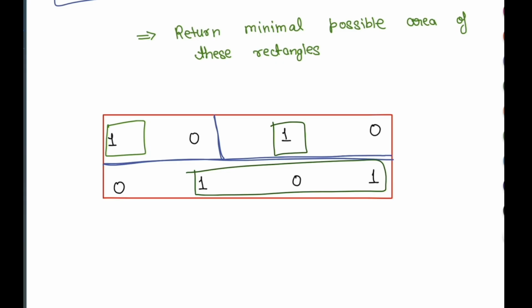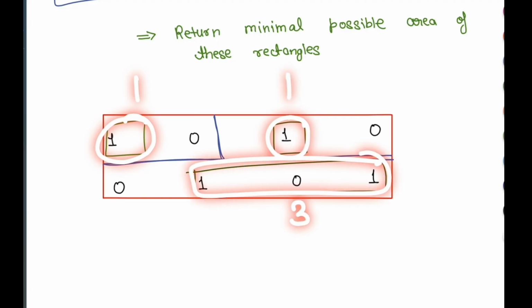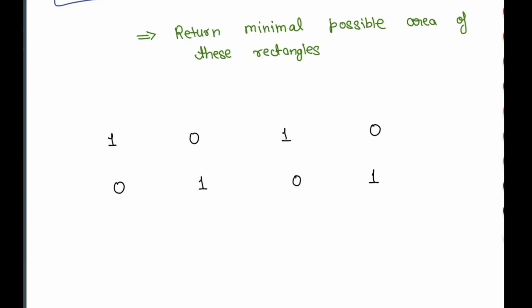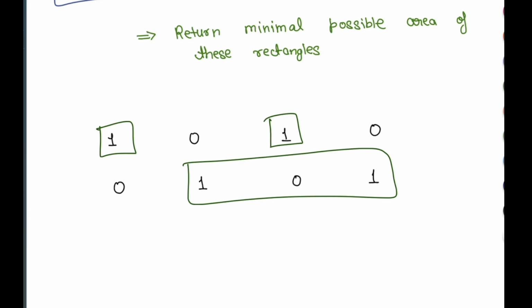Now, if I take the sum of these three rectangles which I got, you will see that the sum is reduced. The area of the first rectangle is 1, the second rectangle is 1, and the third rectangle has a width of 3, height of 1, so the area is 3 multiplied by 1, which is 3. So 3 plus 1 plus 1 is 5. I can have a minimal possible area of 5 for these three rectangles, which is going to cover all the ones. So now if I show you the original rectangles, it will be this one, and this one. These are the three rectangles which are going to cover all the ones.